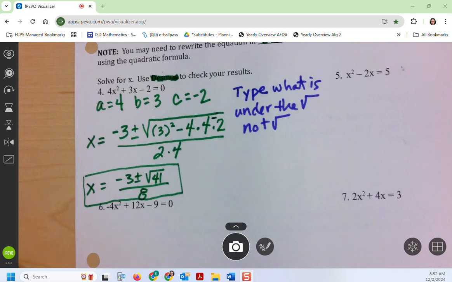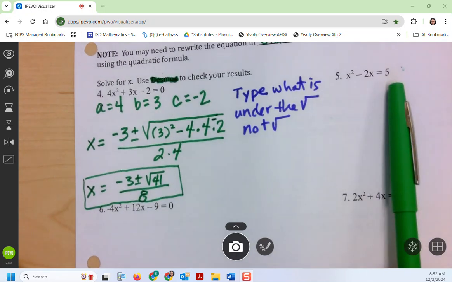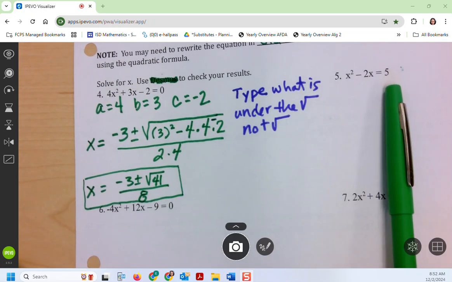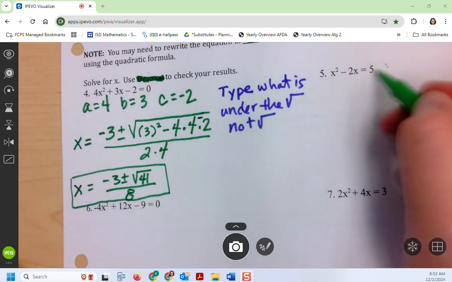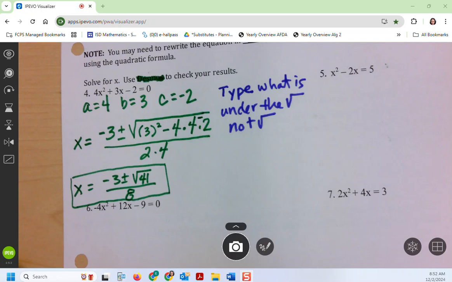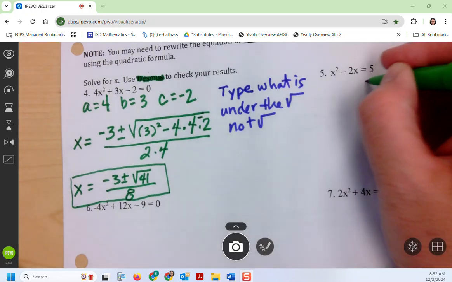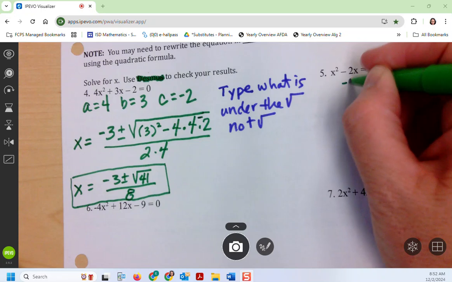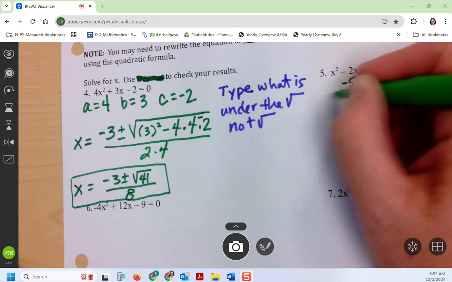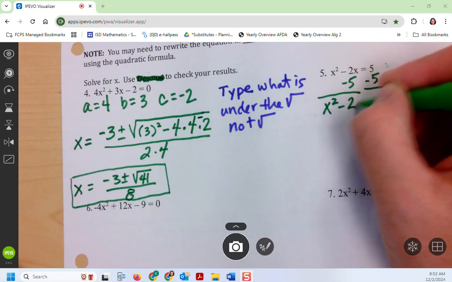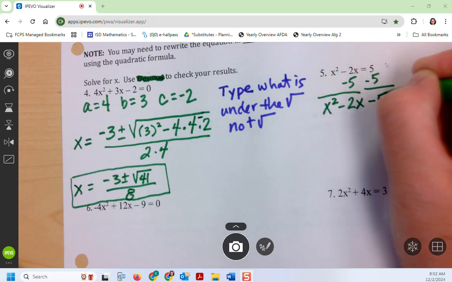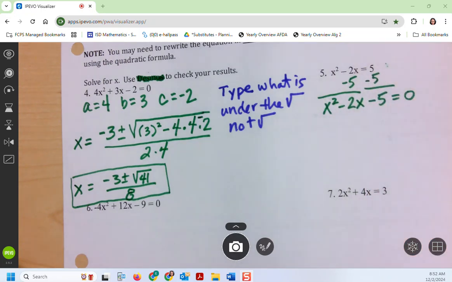Let's look at 5. We're going to put 5 in standard form and identify A, B, and C, and then I'm going to give you a minute to work it out. Okay? Standard form, I have to get rid of the 5. What should I do? Yeah, I'm going to subtract 5 from both sides. There's not a like term on the left side, so it's just going to show up as a -5. So I have x squared minus 2x minus 5 equals 0.